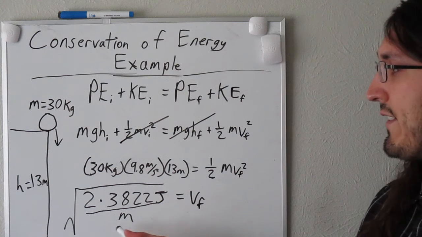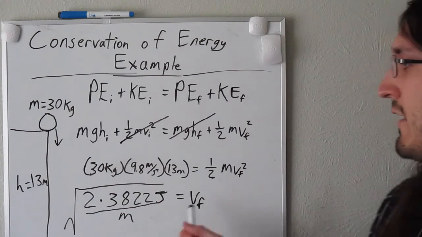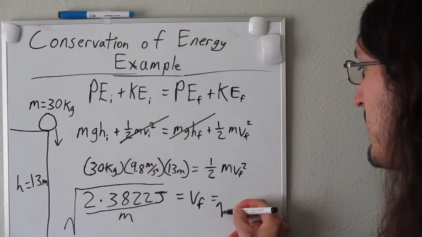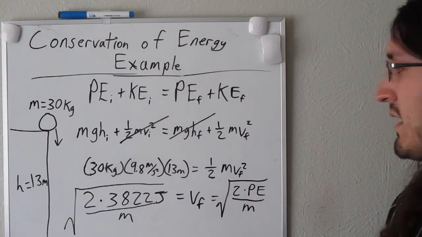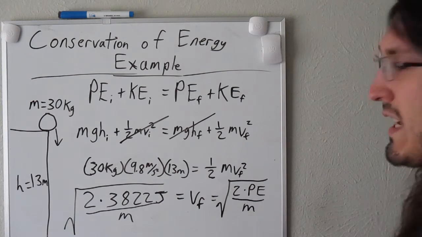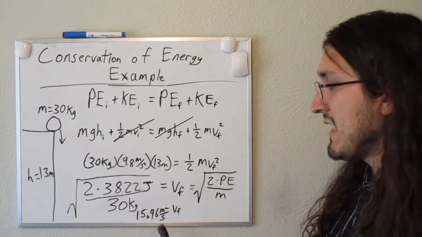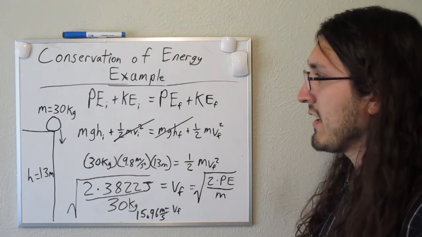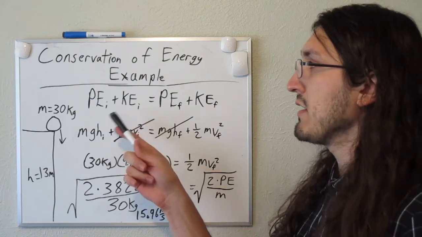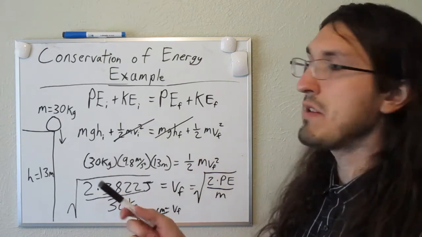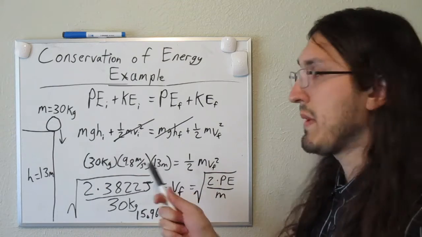But before I solve for that, I want to take a moment to clarify that in this kind of problem, the final velocity is going to equal the square root of 2 times the potential energy divided by mass. So you can just save this equation for another time too. Now I'll go ahead and solve for the final velocity in this situation. After I put this in the calculator, I got 15.96 meters per second. And I didn't have to use any old kinematics equations. I just used the fact that the potential energy initial is going to equal the kinetic energy final. So I put that in equation form, and then I'm able to solve for the velocity.